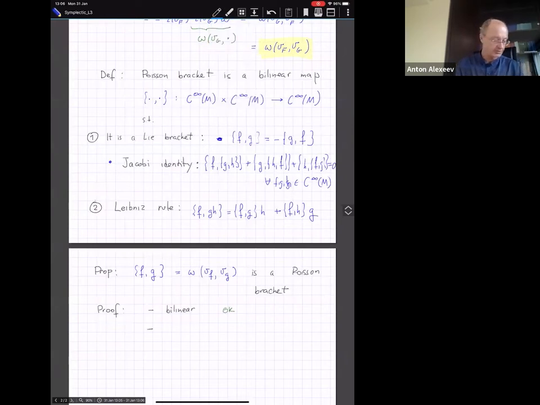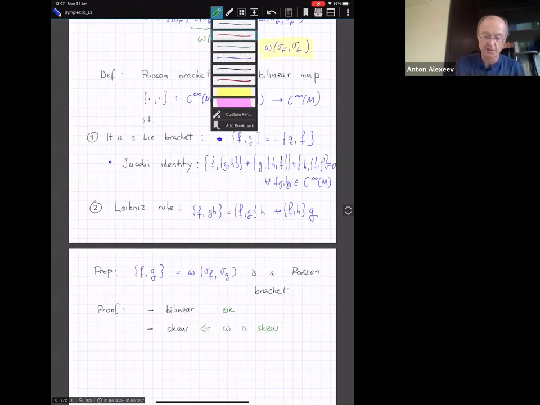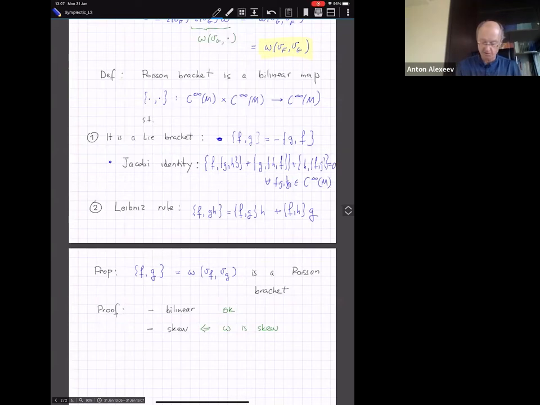Now the next property is skew symmetry. If you change the order of f and g, you get a minus sign, but that's because omega is a two-form, which means it is skew symmetric. When you exchange V_f and V_g, you change sign. Now, the next property is Jacobi, and that we postpone for a moment.